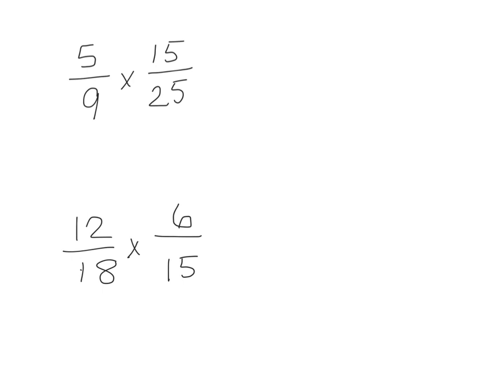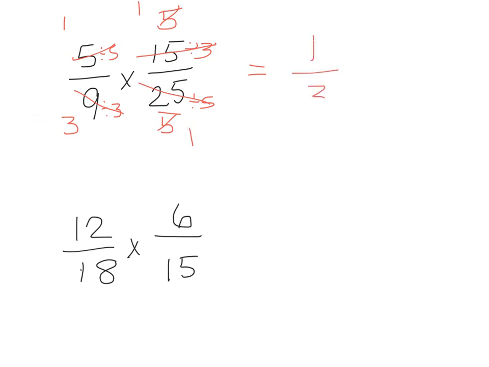In this one, I could divide 9 and 15 both by 3. On the top, I'd be left with 5. Down here I'd be left with 3. I can divide the 5 by 5 and the 25 by 5. That leaves me a 5 on the bottom and a 1 on the top. I could keep going and reduce this 5 and this 5 by dividing both those by 5 and getting 1 and 1. When I finally multiply, I take the numbers I have left, the 1 times 1 on the top and the 3 times 1 on the bottom, to get a final answer of 1/3.